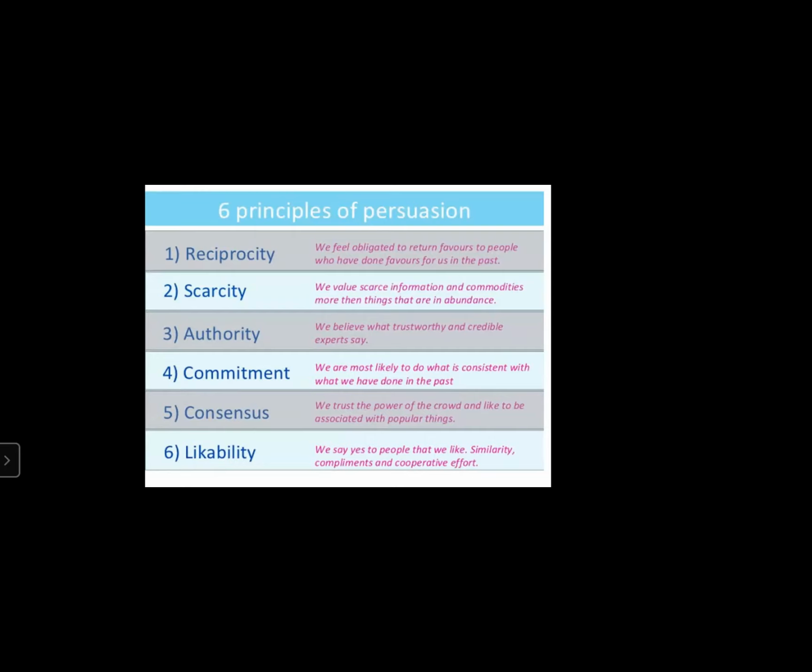Scarcity: we value scarce information and commodities more than things that are in abundance. Authority: we believe what trustworthy and credible experts say. Commitment: we are most likely to do what is consistent with what we have done in the past. That's also another dimension to it. What we've done in the past, we're more likely to do again. Consensus: we trust the power of the crowd and like to be associated with popular things.